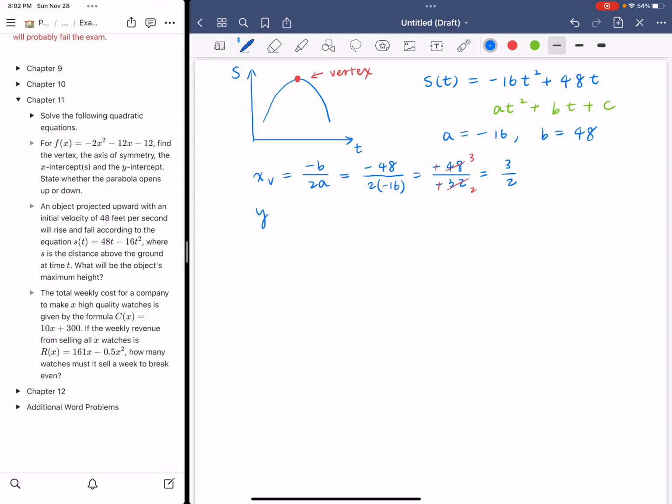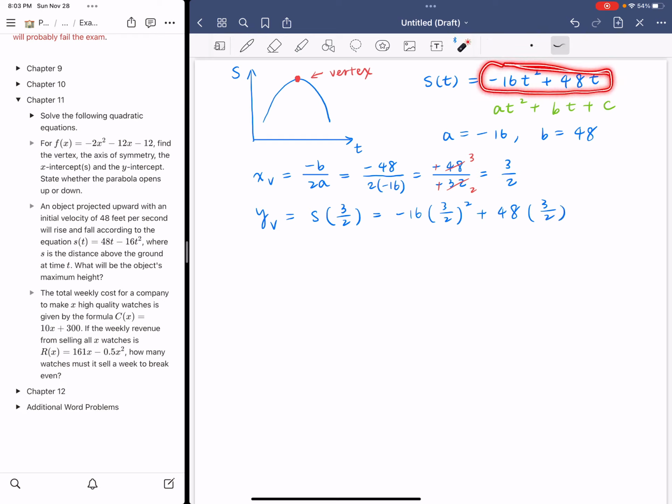And then we're going to find out the y coordinate of your vertex, y sub v. In this case, it's simply s of, you just plug in the x coordinate that we just calculated, which is 3 over 2. So it's s of 3 over 2. And that will be negative 16 times 3 over 2 squared, plus 48 times 3 over 2. So I'm just using this equation right here, plugging in t equals 3 over 2.